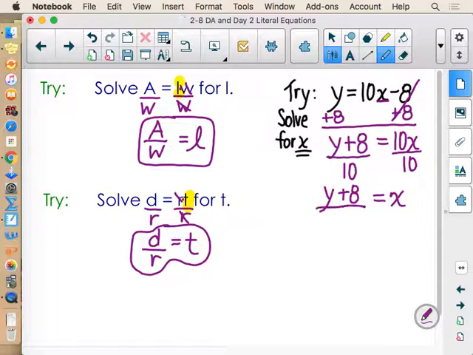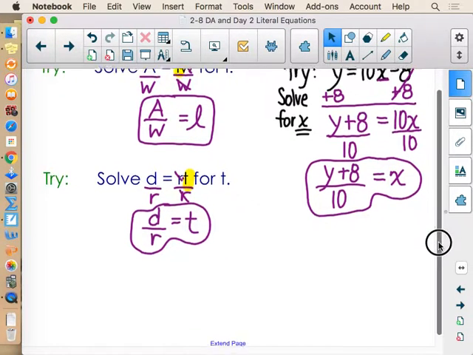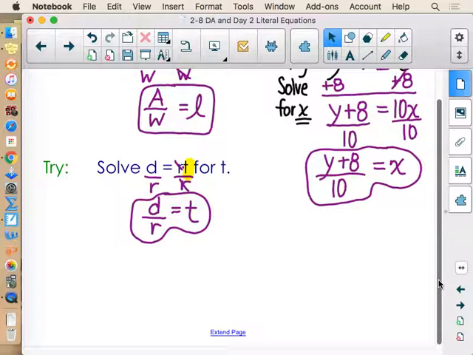Okay, you can't reduce just the 8 and the 10 because the 8 has to add to the y first. So there's our formula that's solved for x, meaning x is alone on one side, and we've reversed the order of operations in the correct order to get a formula now that will work.